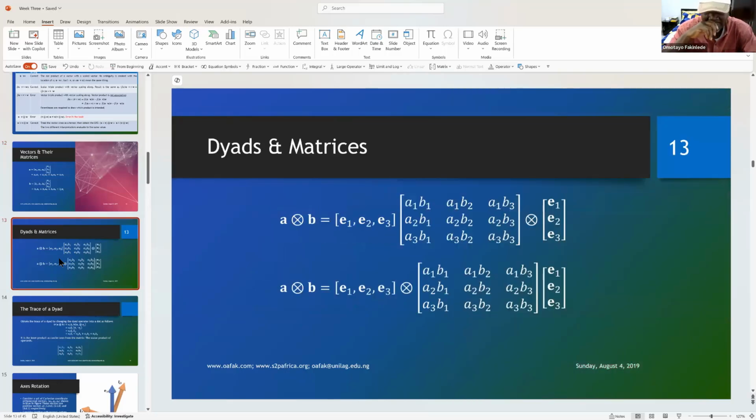if it's a dyad, this is what you mean, because the matrix form of the dyad is what you have in that matrix, but the basis can be written this way.